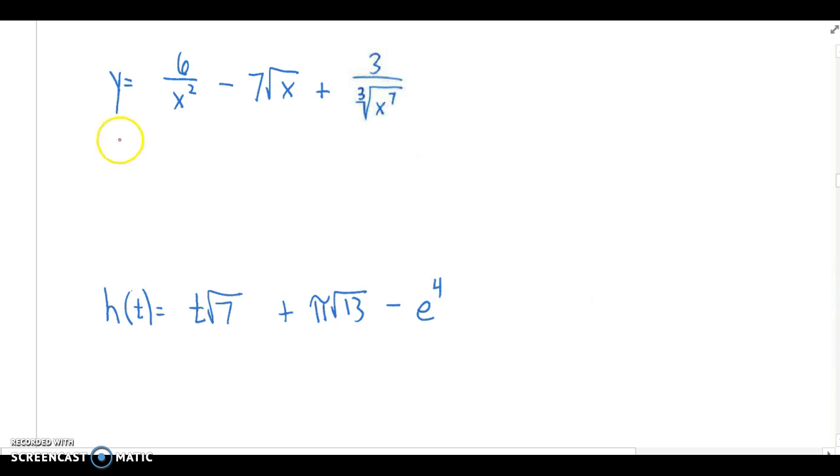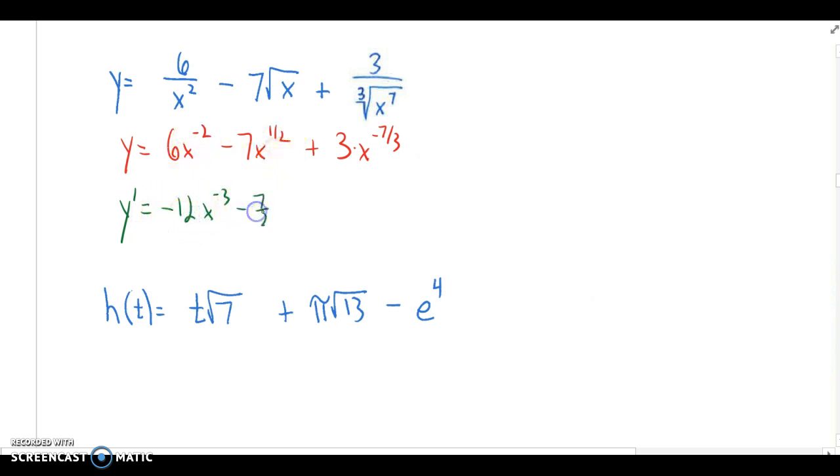The next one, maybe we want to rewrite this as 6x to the negative 2 minus 7x to the 1/2 plus 3 times x to the negative 7/3. It's in the denominator, that's why it's negative. It's 7 over 3 for our exponent. So now if I find the derivative, y prime is negative 12x to the negative 3, negative 7/2 x to the negative 1/2, minus 7x to the negative 10/3, multiplying the exponent by the coefficient out front.